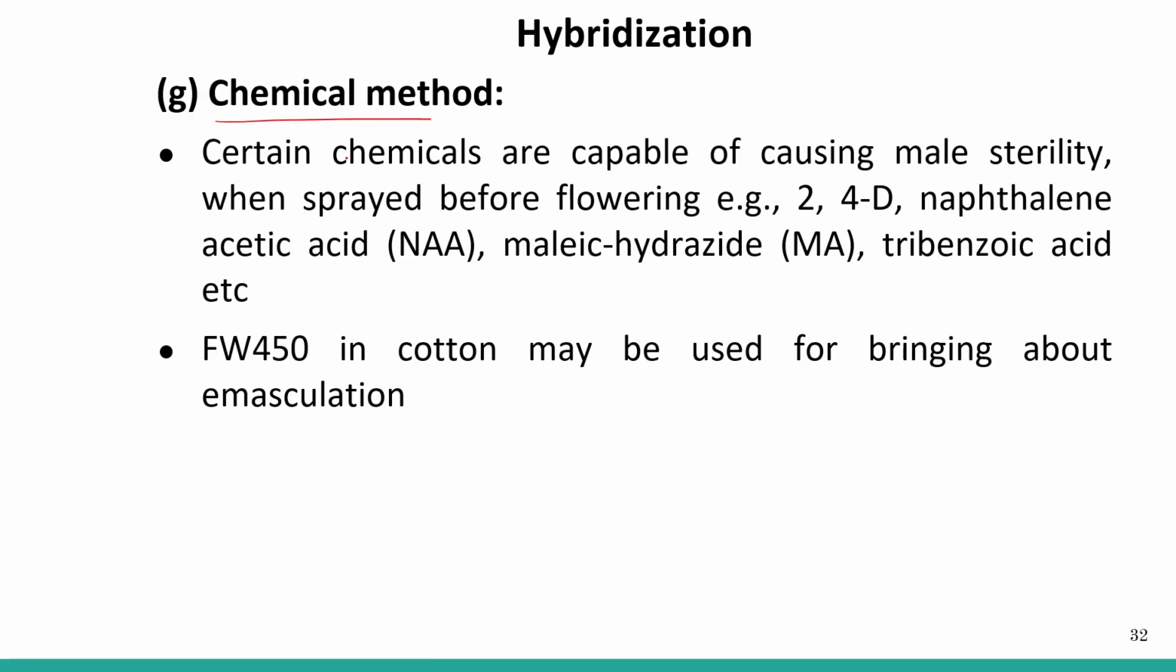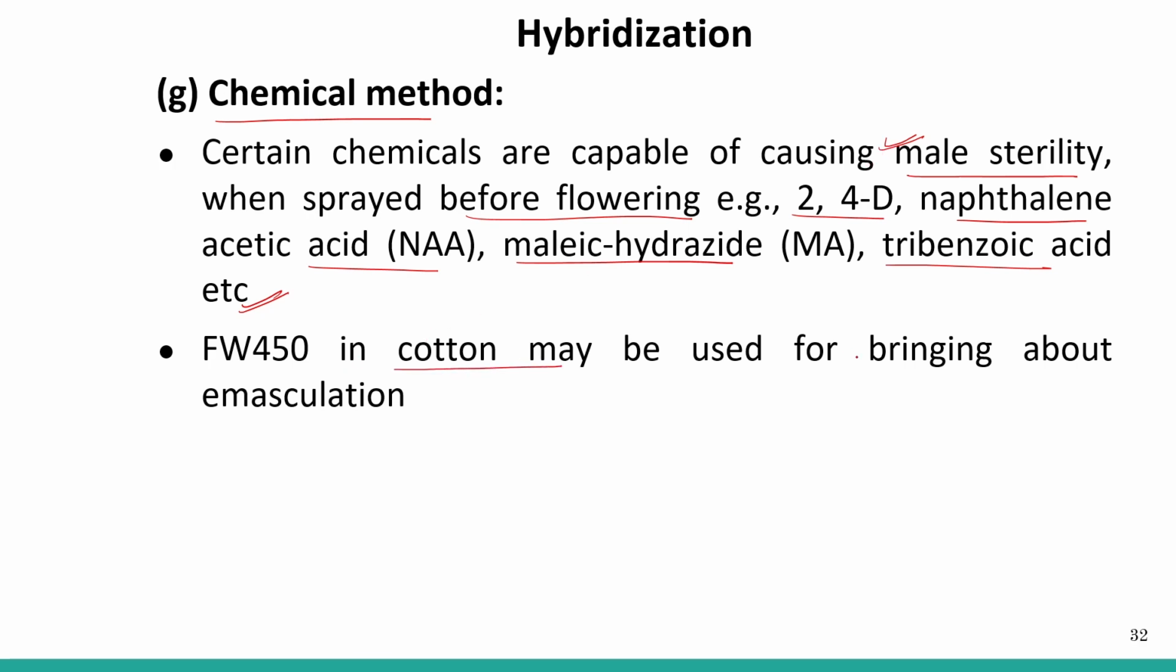Chemical method. Certain chemicals are capable of causing male sterility when sprayed before flowering. 2,4-D, naphthalene acetic acid NAA, maleic hydrazide MH, and tribenzoic acid, etc. These are some of the chemicals that are used for causing male sterility in the plant, making the anther or the pollen grain sterile.